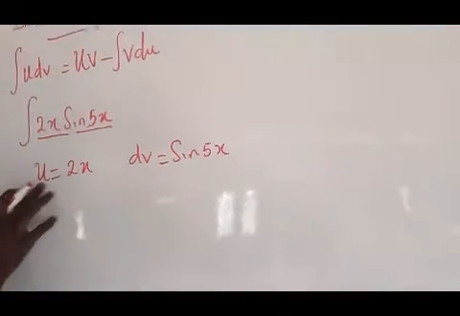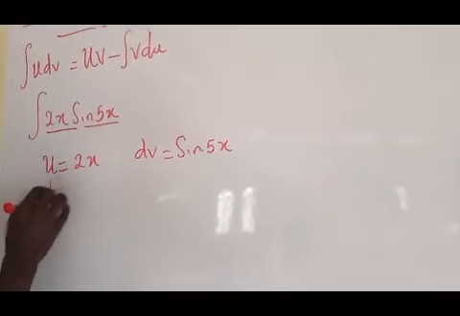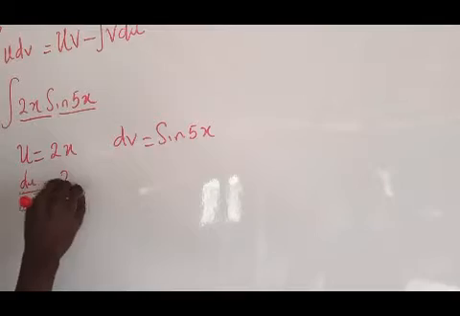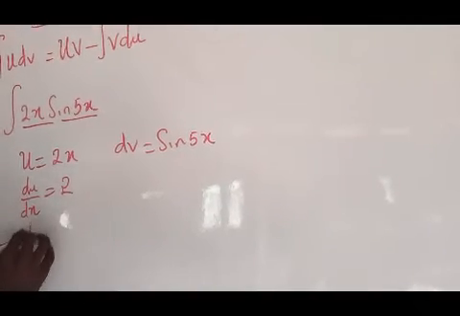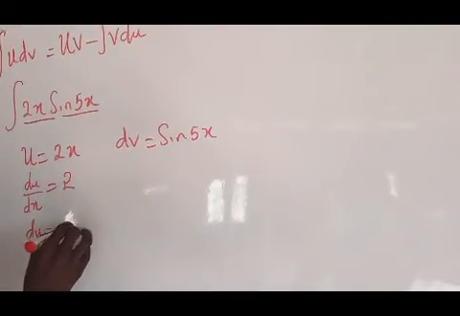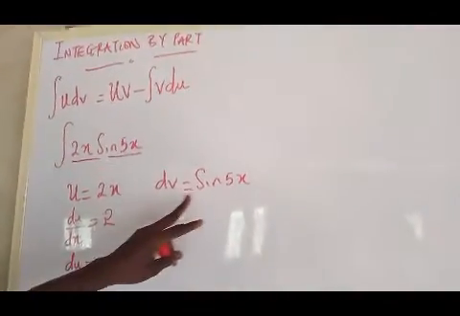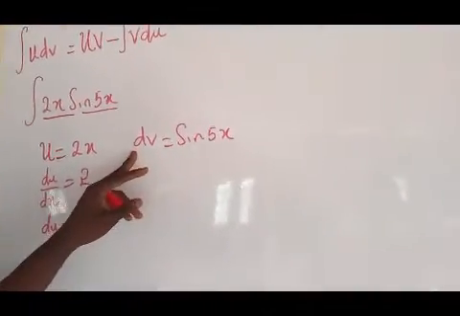What you do is you differentiate your u. So du dx, if you differentiate this, what do we get? 2. So cross multiply, that means du is equal to 2 dx. All right. Now this is your v, this is your dv.